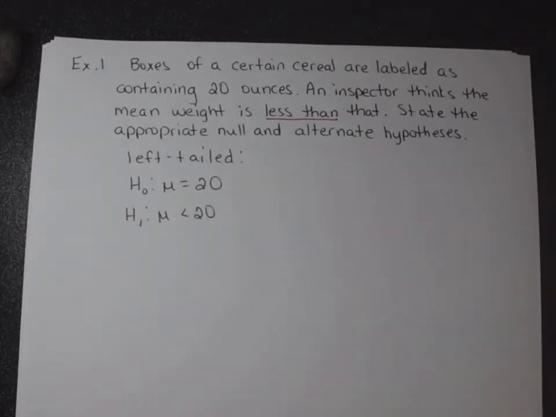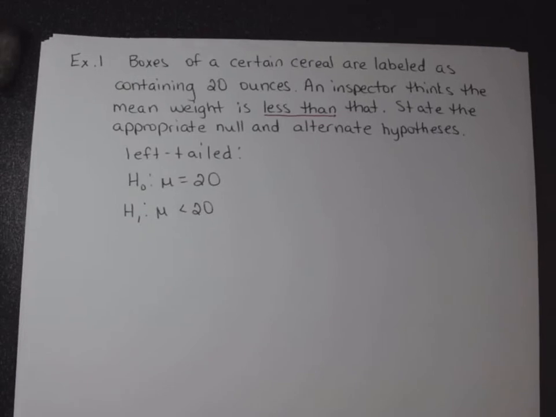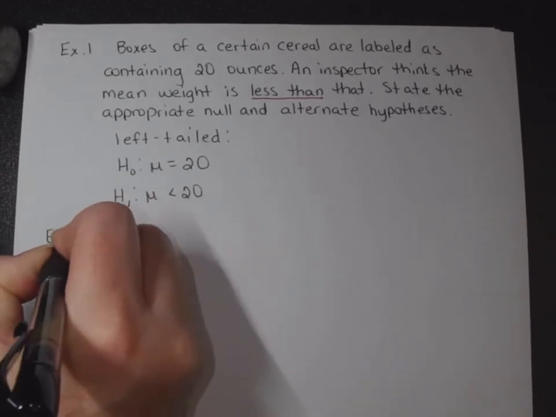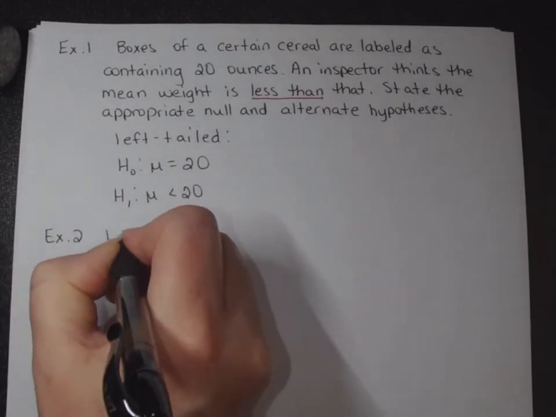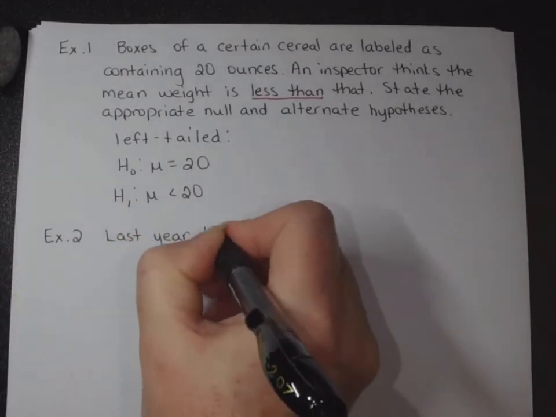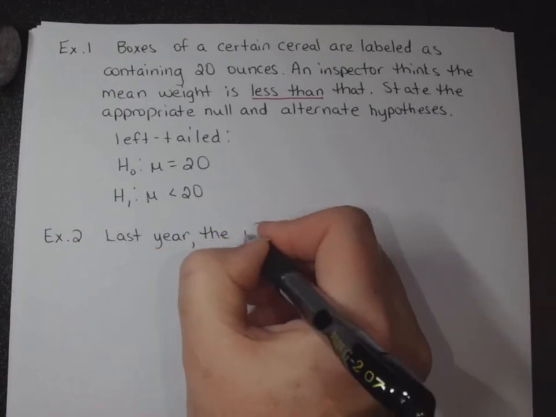Okay. So that's it. In this section, we're actually just learning how to set up these tests. We're not necessarily learning how to perform these tests. We'll start doing that in the next section. So for now, you just need to learn how to read through the word problems and figure out what the wording is telling you. All right, so let's look at this.